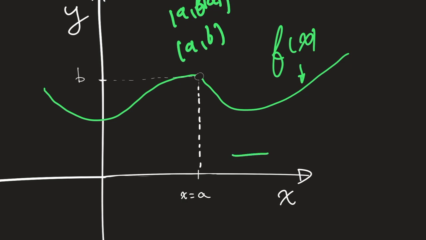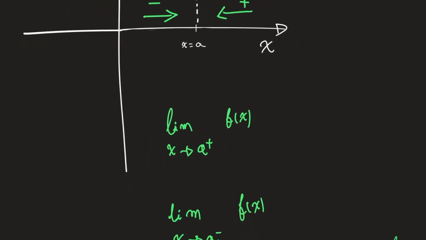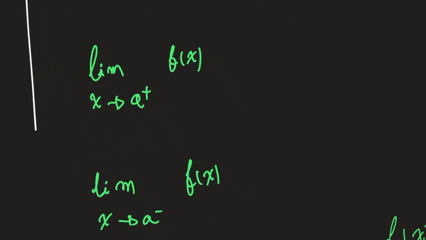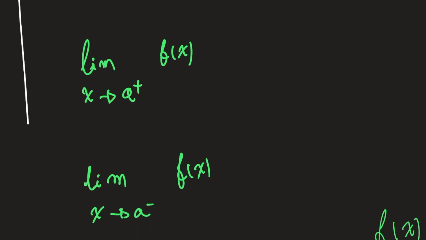It can either approach from the right-hand side, or the positive number side, or from the left-hand side, or negative number side. The limit of the function when x is approaching from either of these sides is called a lateral limit, and they are given below. We write the limit of f of x as x approaches a from the positive side, and the limit of f of x as x approaches a from the negative side.